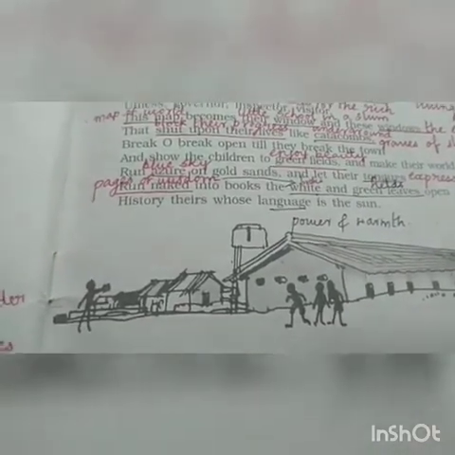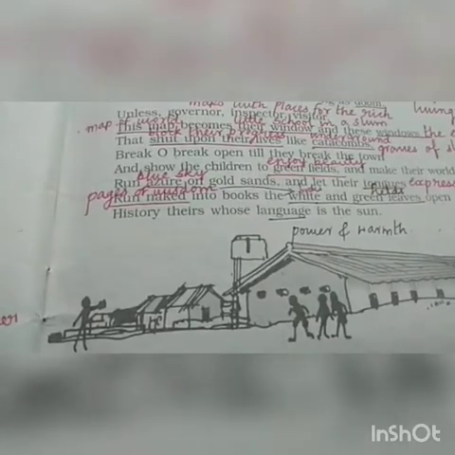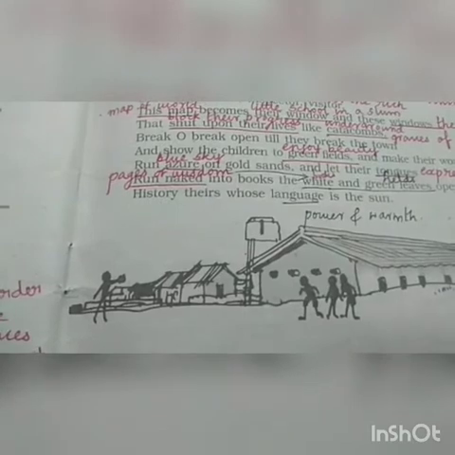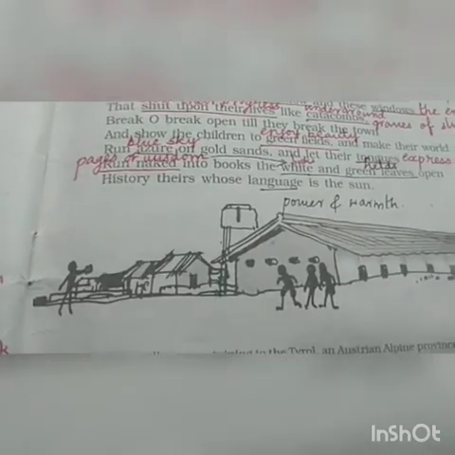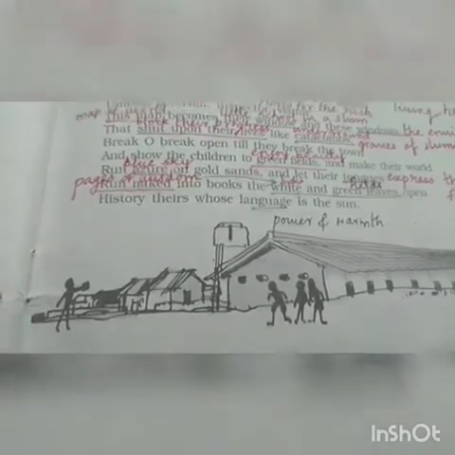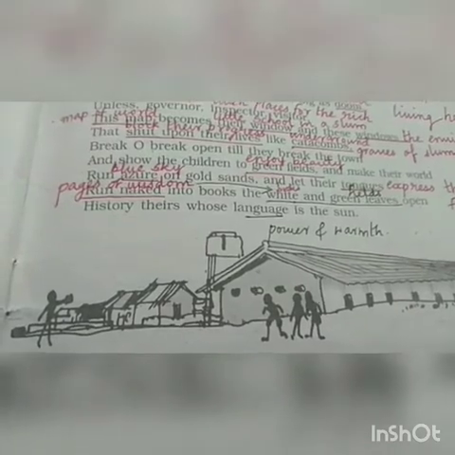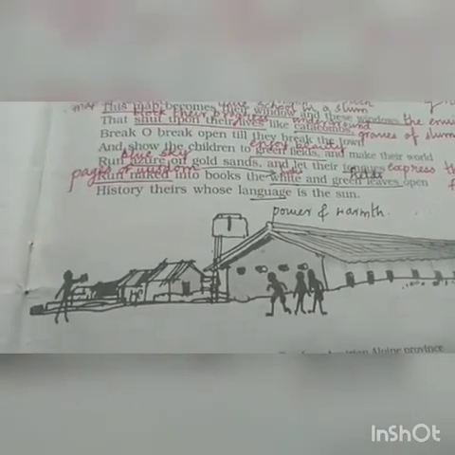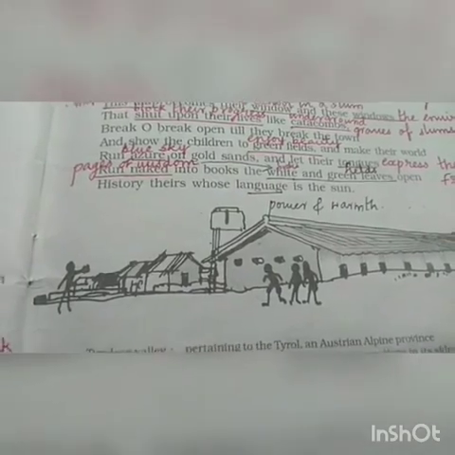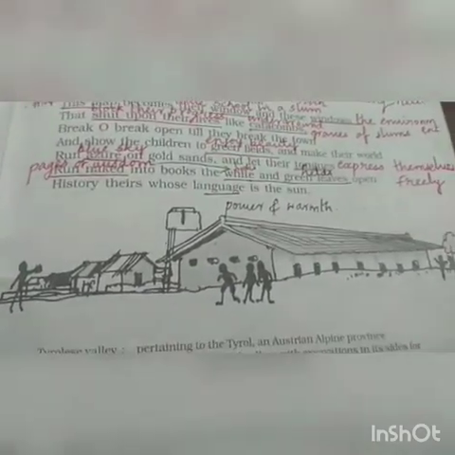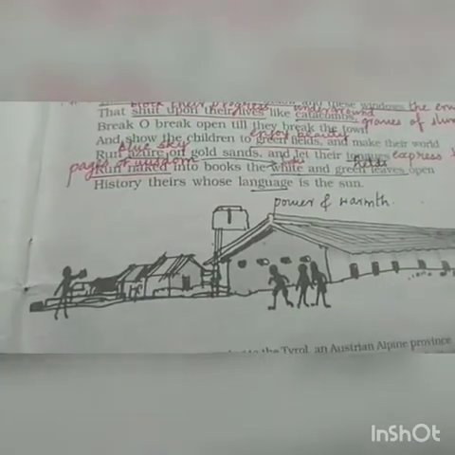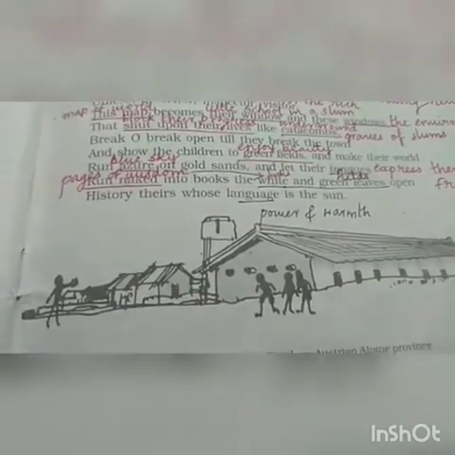And the poet is asking to break open all the barriers which are preventing the slum children from progressing. And he wants the children to enjoy the beauty of the world, to enjoy the green fields, to enjoy the blue sky, and to run on the golden sands. And he wants their tongues to express freely. And he wants them to read books of wisdom.